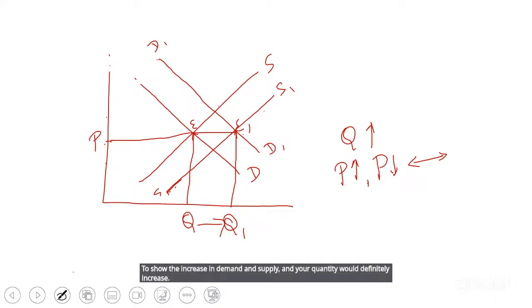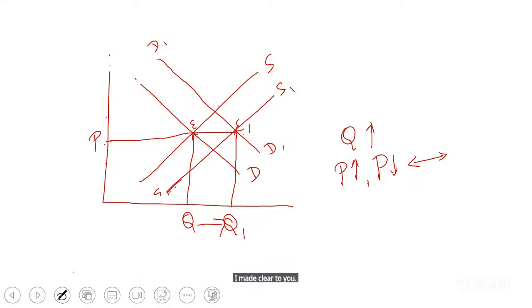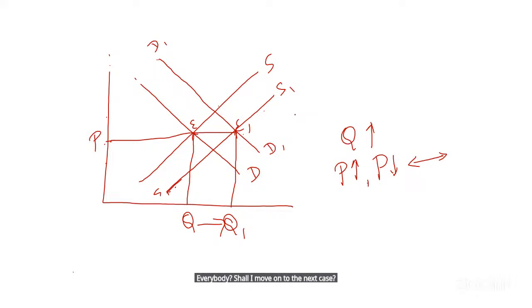Am I clear to you? Raksha, are you able to understand? Okay, good. Got it? Understood this case 5? Everybody? Yes, ma'am. Shall I move on to the next case? Okay, case 6.